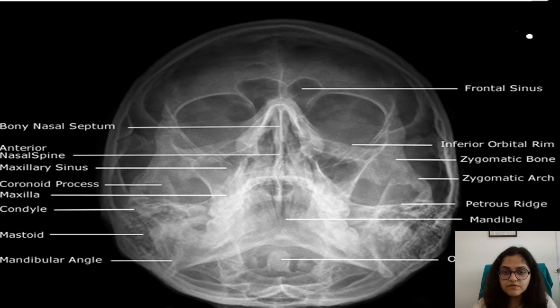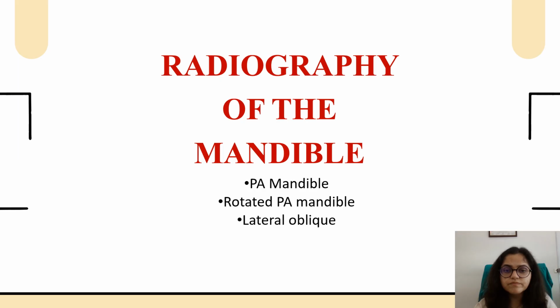This is the X-ray of Waters view, in which you can well appreciate the frontal sinuses, bony nasal septum, anterior nasal spine, coronoid process, condyle, mastoid process, mandible angle, pterygoid ridge, mandible, zygomatic arch, zygomatic bone.